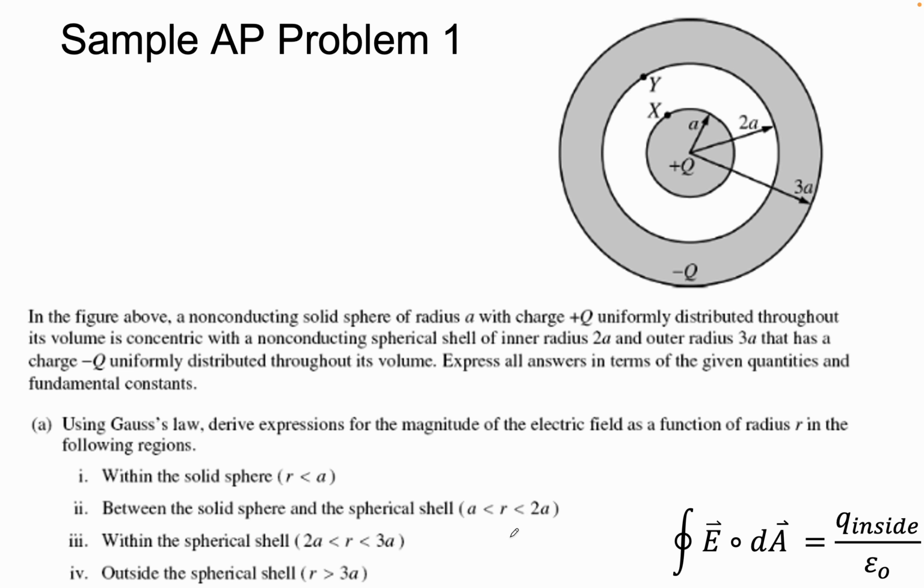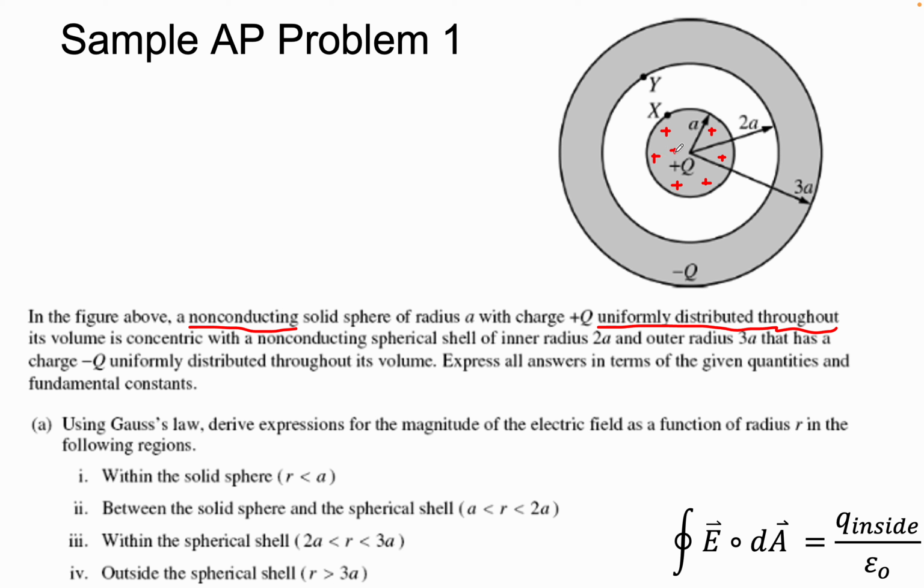All right, moving on. These next couple slides are a bunch of AP questions. In the figure above, a non-conducting, now pay attention to that one, solid sphere of radius r, which is charged with positive Q, uniformly distributed throughout. If you have a conductor, the charge immediately goes to the surface. With a non-conductor, you can distribute charge throughout it. So think about this like a charged plastic sphere.